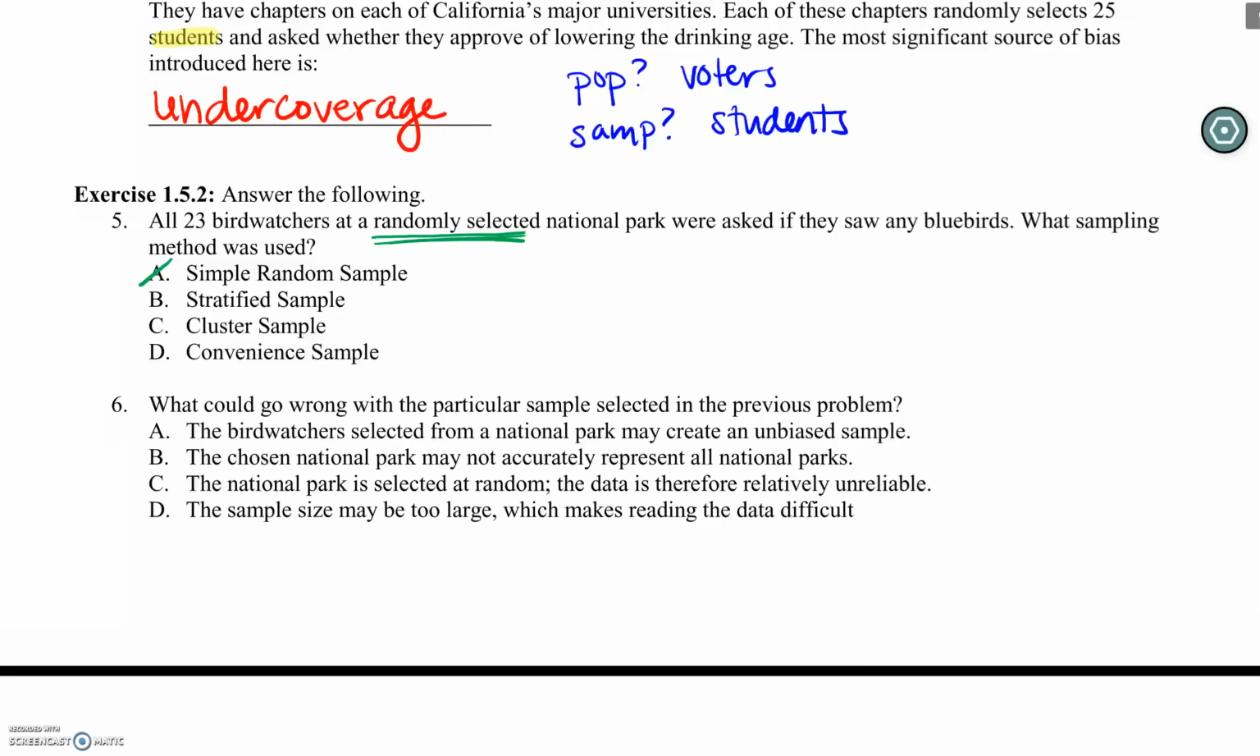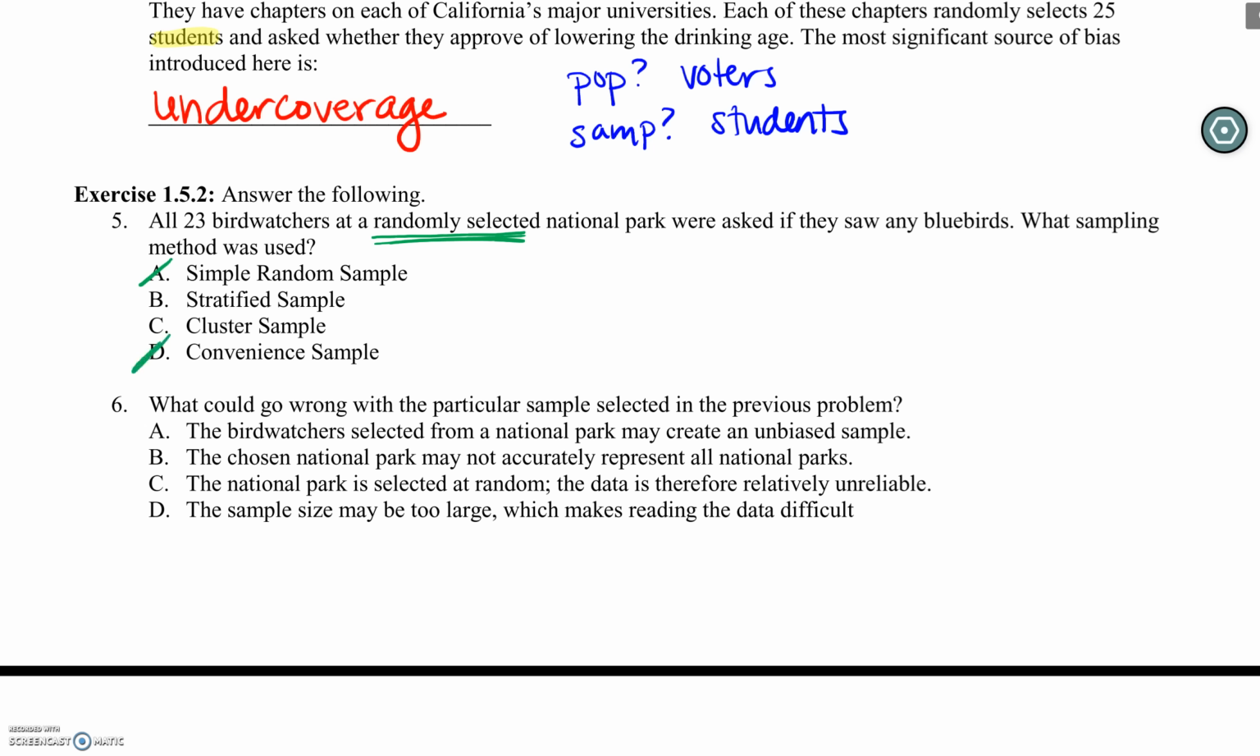If I said I went to Mission Trails and asked people, or, oh, it's not a national park, but if I went to Yosemite or somewhere close and asked people, then I would be talking about convenient sampling, because I chose somewhere close to where I was. There was no random part to it, right? That's what happens with convenient sampling.